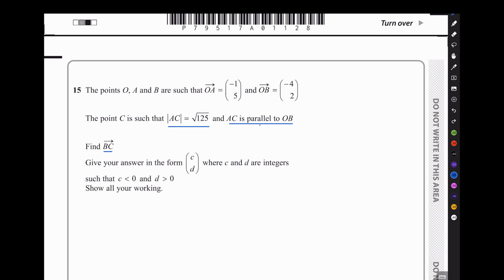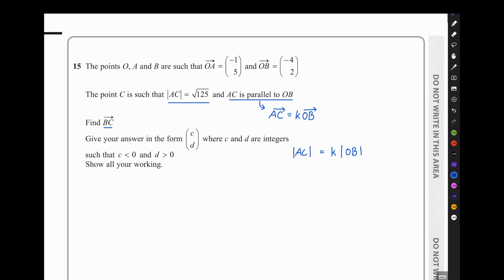First of all, let me try to use this information. AC is parallel to OB. So AC should be some multiple of OB. I hope you already know the vector AC is some multiple of the vector OB, and also the length of AC is a multiple of the magnitude of OB. I'm going to use that information.